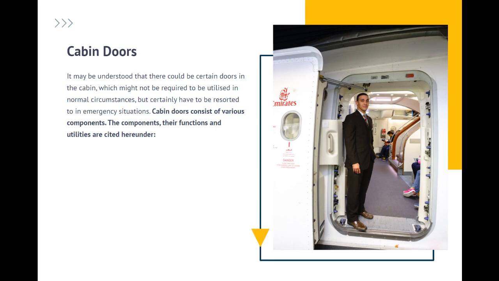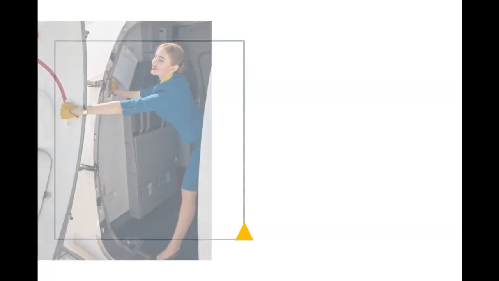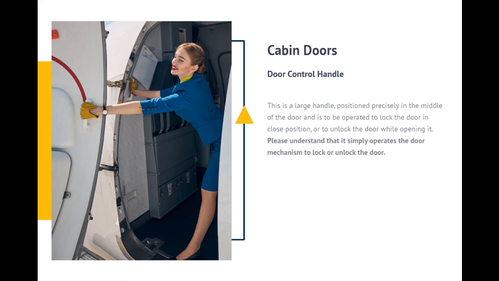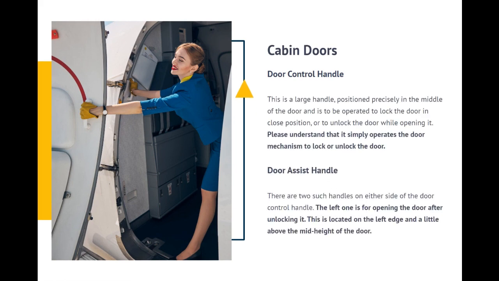It may be understood that there could be certain doors in the cabin which might not be required to be utilized in normal circumstances, but certainly have to be resorted to in emergency situations. Cabin doors consist of various components. The components, their functions and utilities are cited hereunder. Door control handle. This is a large handle, positioned precisely in the middle of the door, and is to be operated to lock the door in close position, or to unlock the door while opening it. Please understand that it simply operates the door mechanism, to lock or unlock the door.